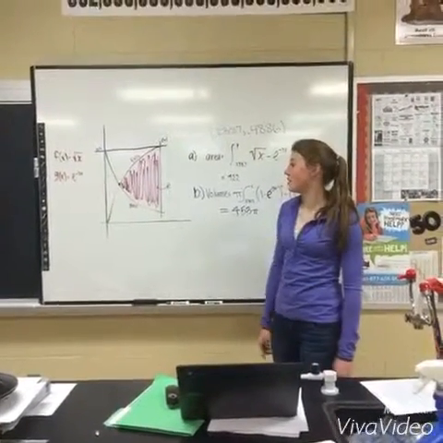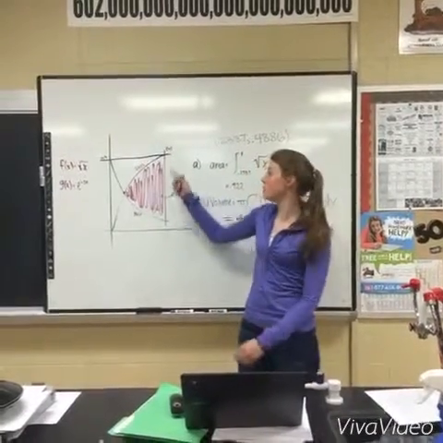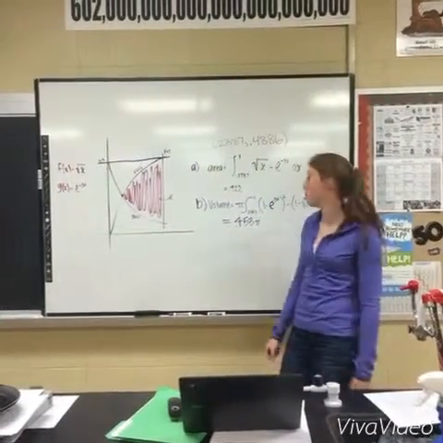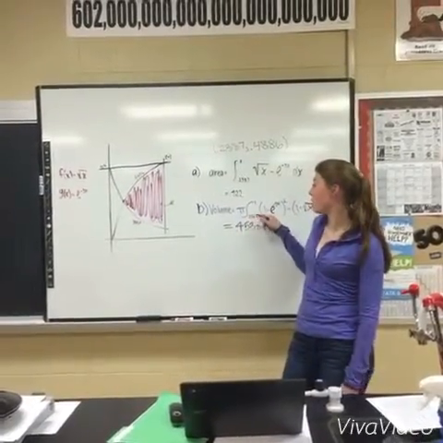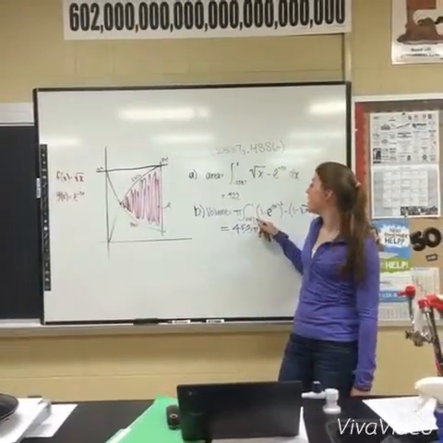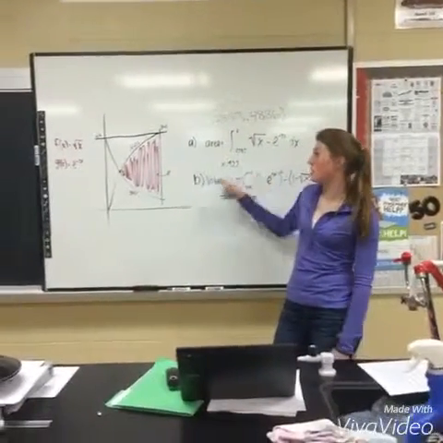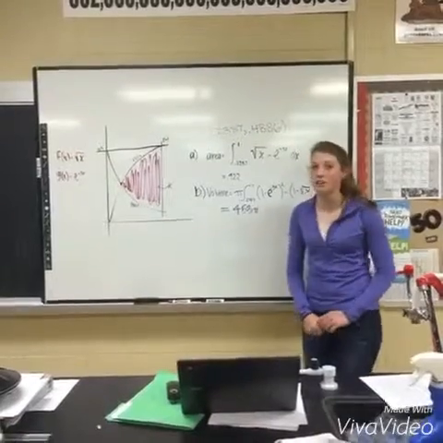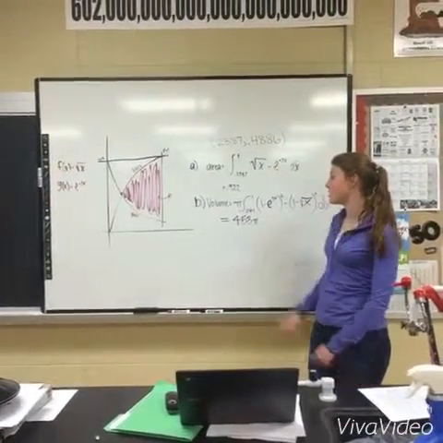Part B is asking you to find the volume of R as you rotate it around y equals 1. So to do this, you use the formula pi times the integral from the left point to the right point. The left point is the x value in the intersection point, and then the right point is x equals 1.